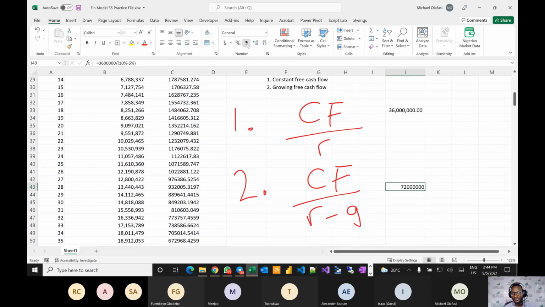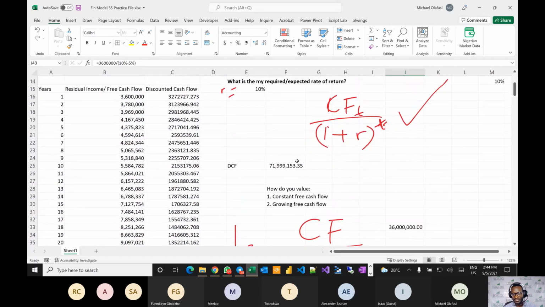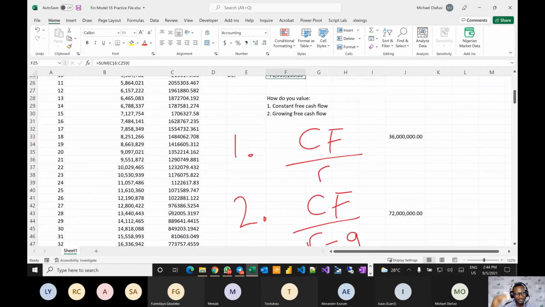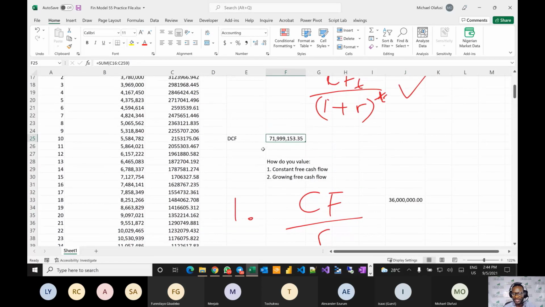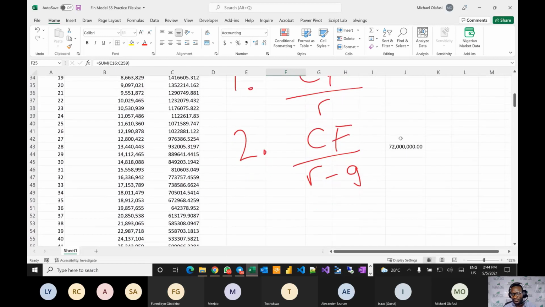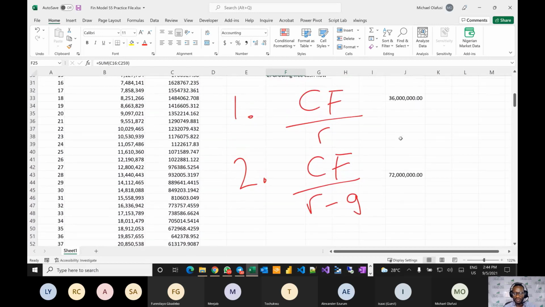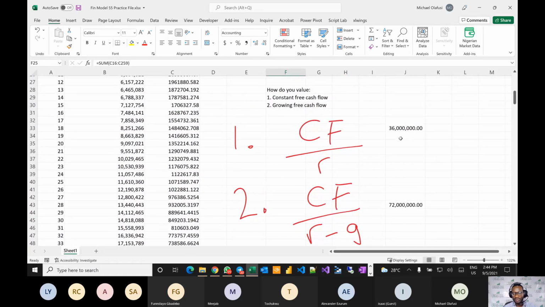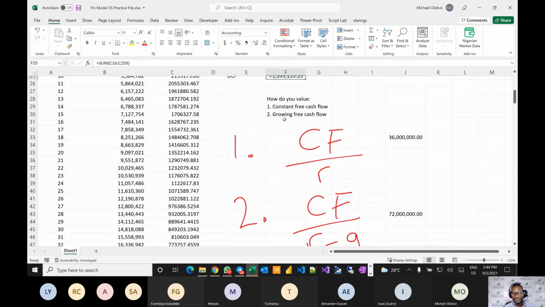Let's go and check if that's what we got here. Can you see that it's really close? So if I drag this one more further down, we will have gotten exactly the same 72 million. Okay, so these are some of those formulas that you need to have in your corner when it comes to discounting, because anytime you have situations where it's constant cash flow, boom, that's it. Or growing cash flow, boom, that's the formula. This is the DCF we are talking about.